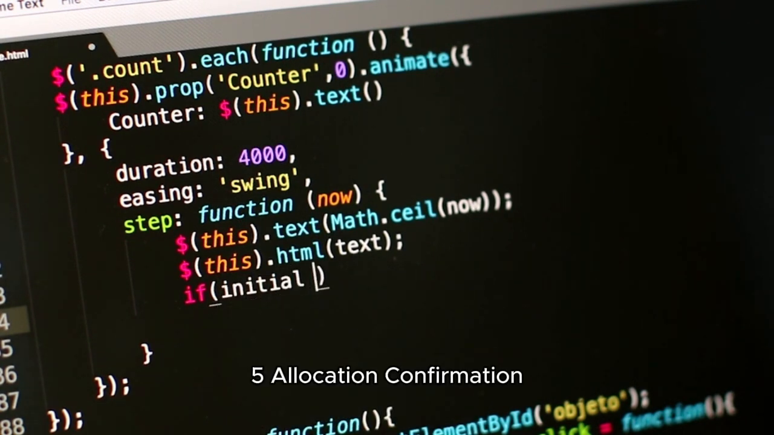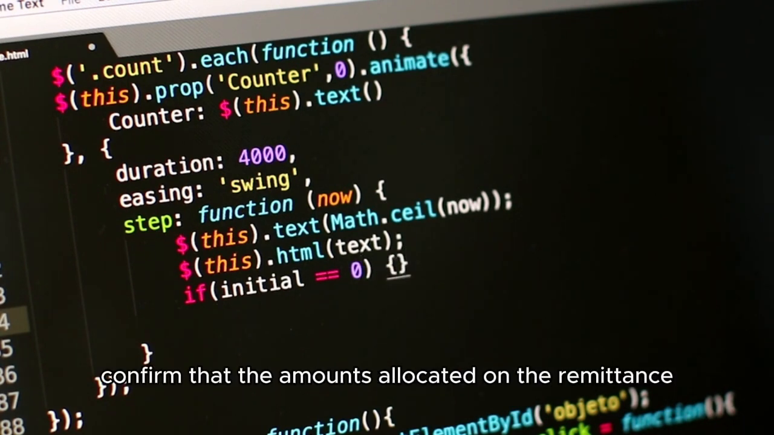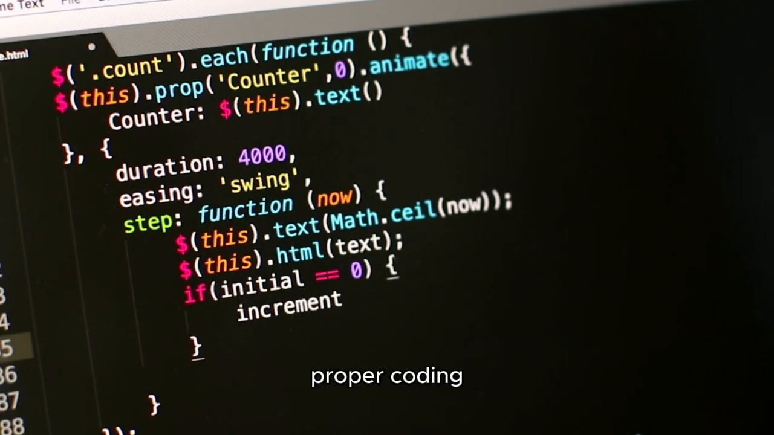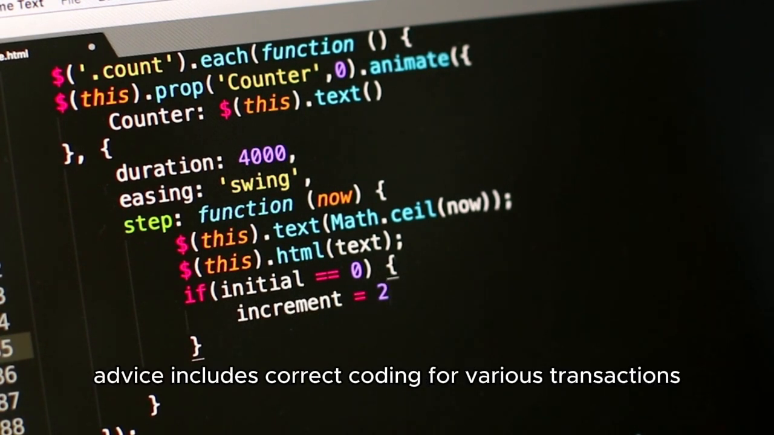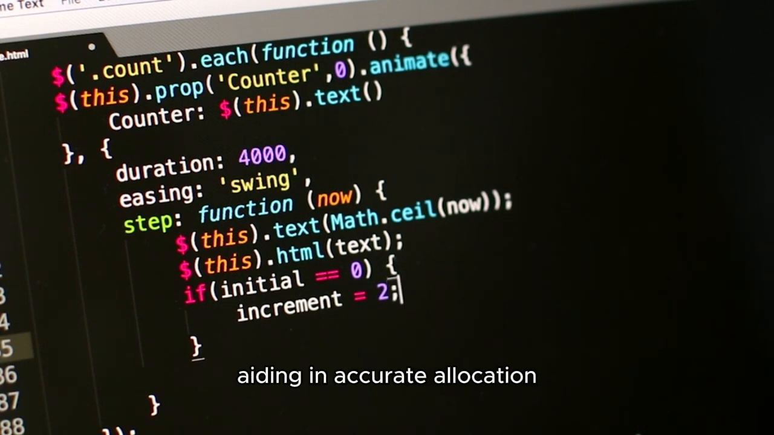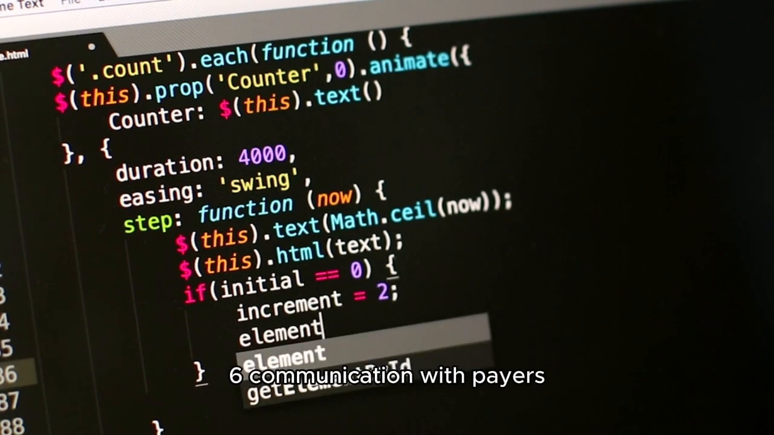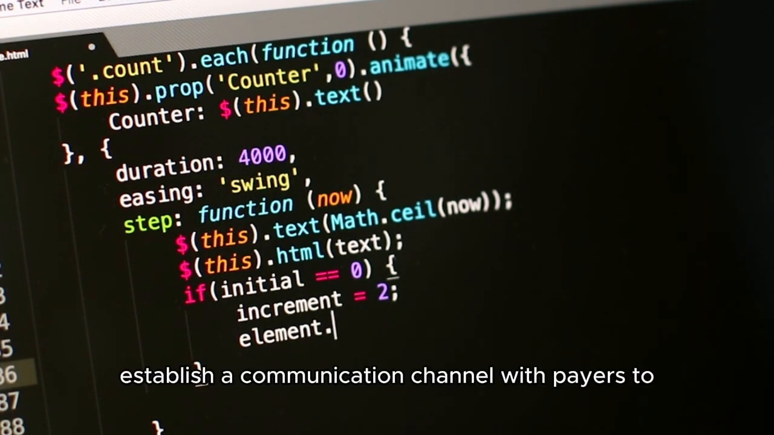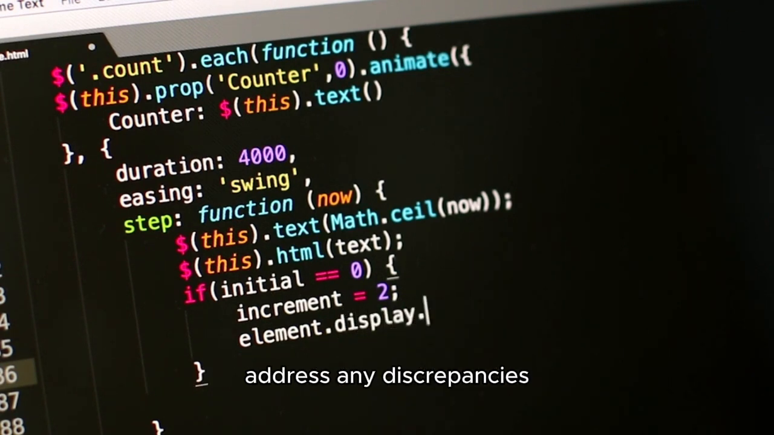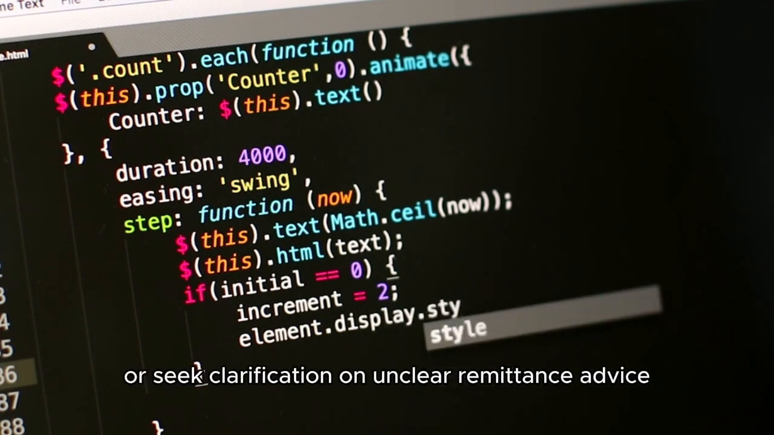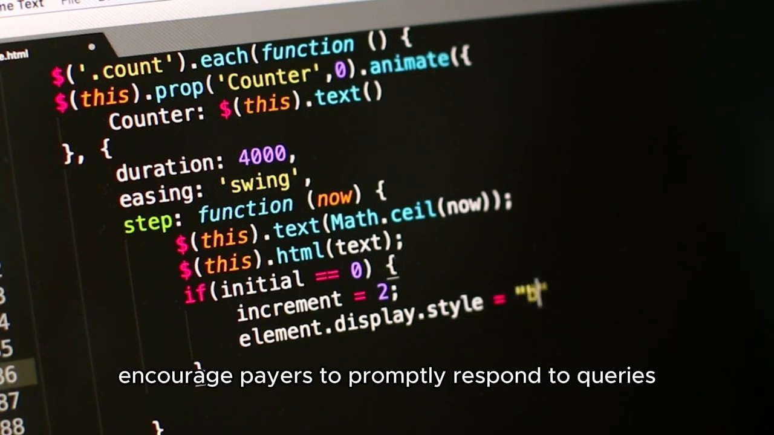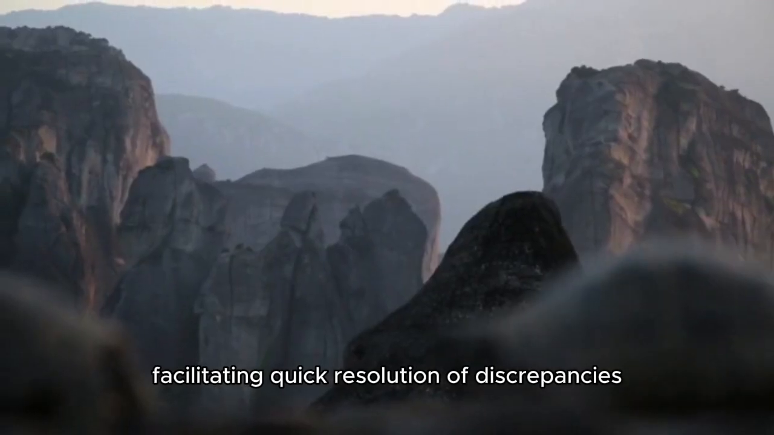5. Allocation confirmation. Allocation accuracy. Confirm that the amounts allocated on the remittance advice match the intended allocation to specific invoices or accounts. Proper coding. Check that the remittance advice includes correct coding for various transactions, aiding in accurate allocation. 6. Communication with payers. Clarification. Establish a communication channel with payers to address any discrepancies or seek clarification on unclear remittance advice. Prompt response. Encourage payers to promptly respond to queries, facilitating quick resolution of discrepancies.